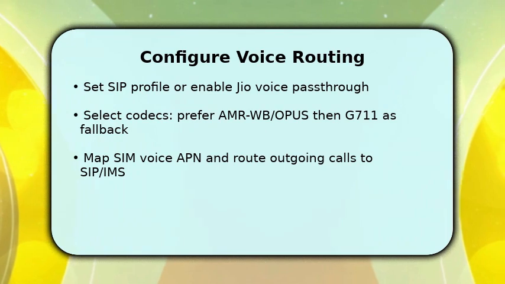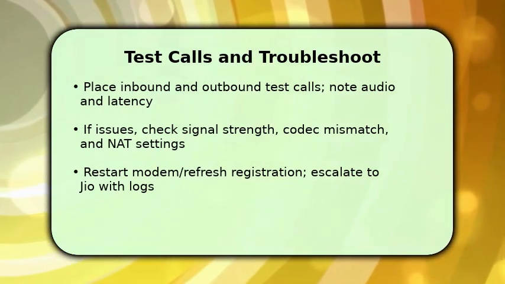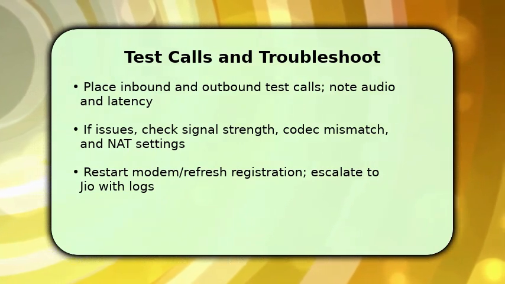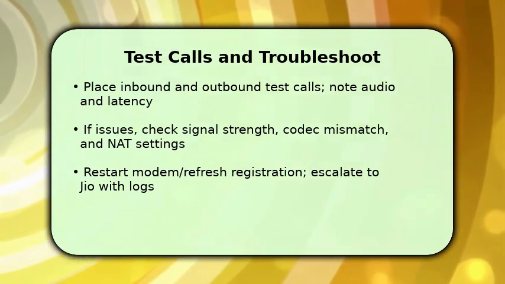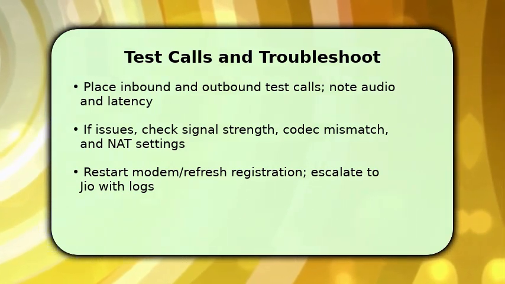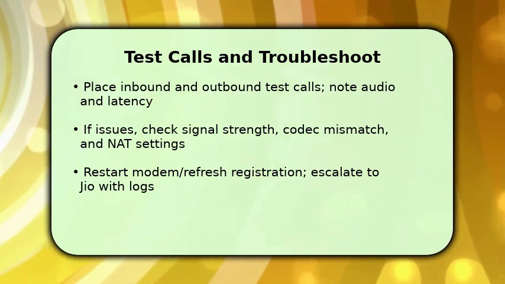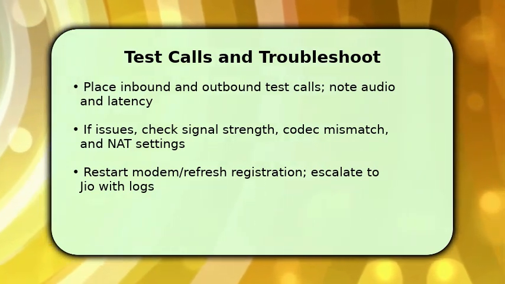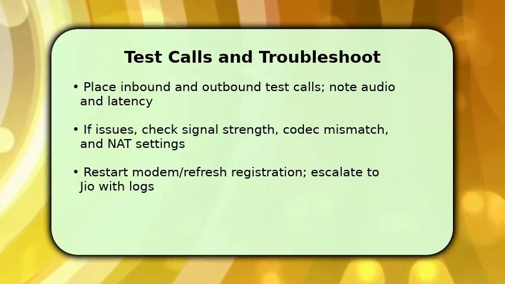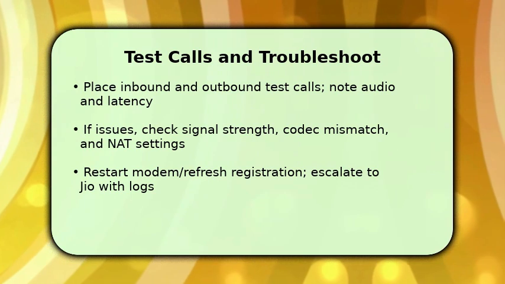If calls fail, inspect signal strength and SIM registration, then verify codec negotiation and NAT or firewall rules that can block RTP. Make small changes and retest, and reboot the Airfiber to refresh IMS registration. If problems persist, collect call logs and SIP traces, then contact Jio support with those logs so they can resolve carrier-side provisioning quickly.